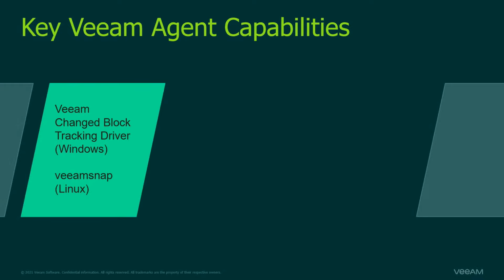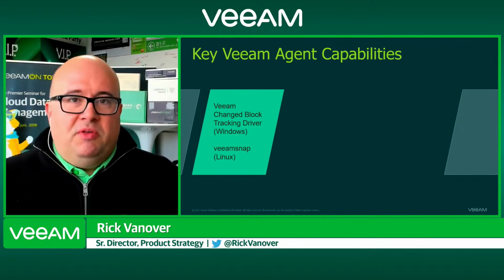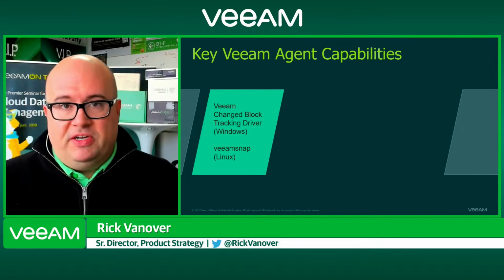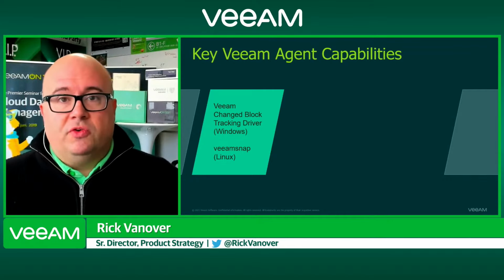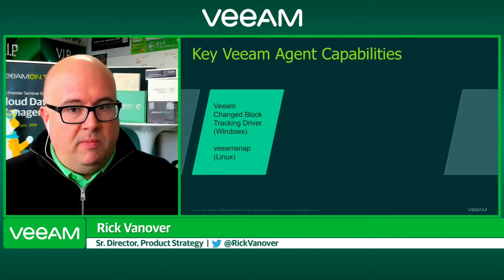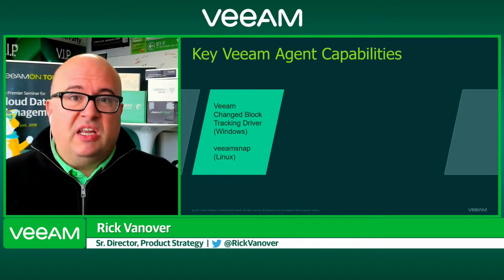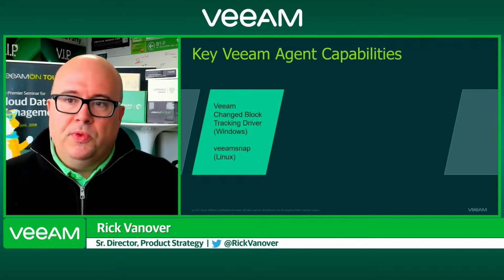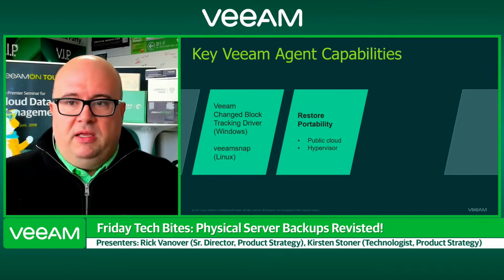In fact, I did a paper a couple years ago, right after we launched the server CBT driver, or Veeam change block tracking driver. I was doing comparisons between how the server CBT engine performs and how the hypervisor CBT performs. And I found that the server CBT was actually faster than what the hypervisor CBT was doing. So for physical servers, you had an opportunity to get those really quick incremental backups. And then Veeam Snap in Linux kind of gave you that same type of thing. So that's pretty cool.